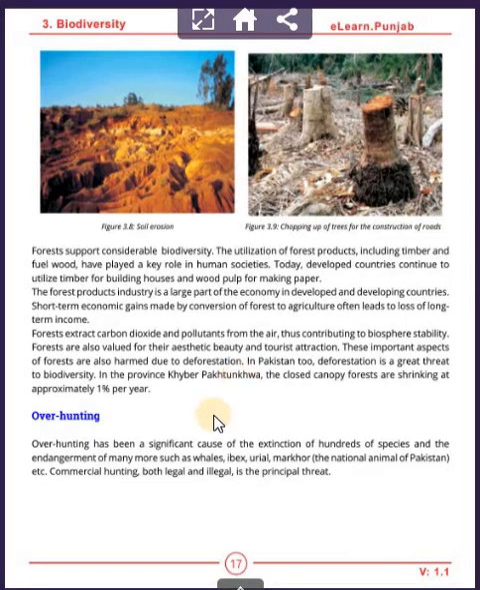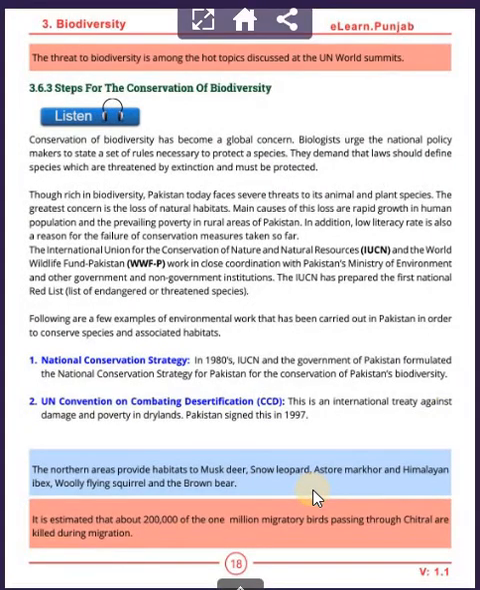So deforestation should be avoided. The other thing is overhunting. Overhunting has caused the extinction of hundreds of species and endangered many more, such as the whale, ibex, and markhor, which is the national animal of Pakistan. Commercial hunting, both legal and illegal, is the principal threat for all living organisms.